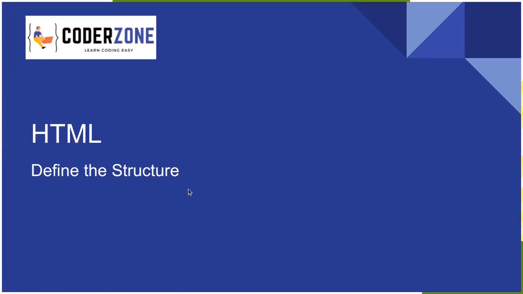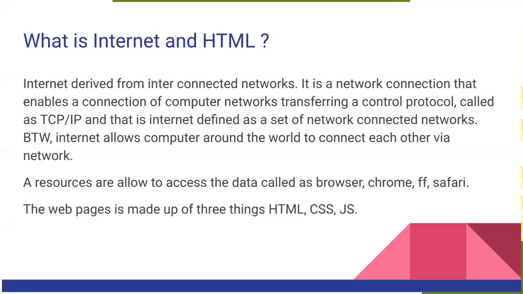Before we move on further about HTML, let's talk about the internet. The word internet is derived from interconnected networks, which means it is a network connection that enables the connection of all the computers via the network. The internet allows computers all around the world to connect to each other via the network. So this is what the internet is.